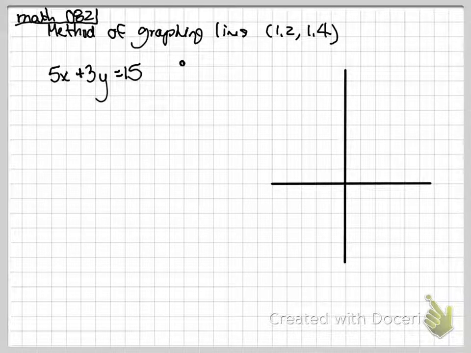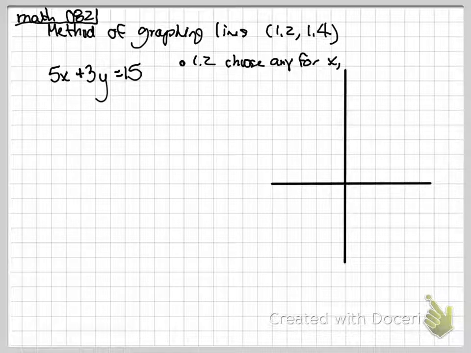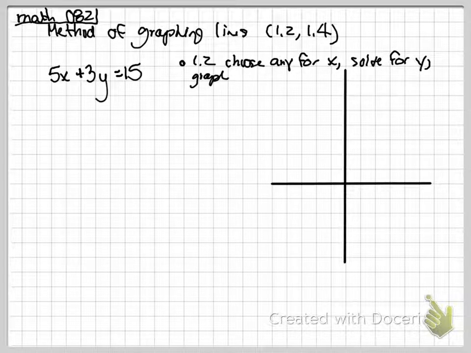So in 1.2, we learned that we can choose any value for x, and then we can solve for y, right? And then we can graph the line from there. And again, all you need is 2 points to graph the line. So let's look at doing this. So let's say that I have x and y, okay? So let's put 1 in for x.